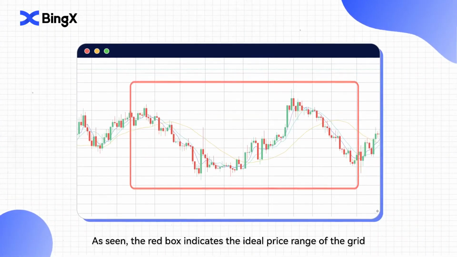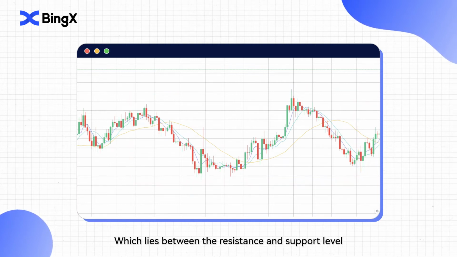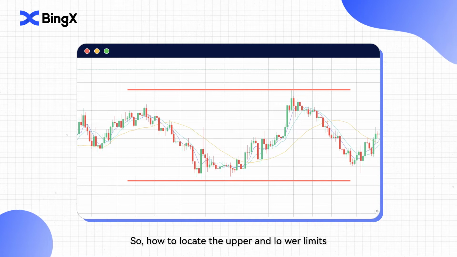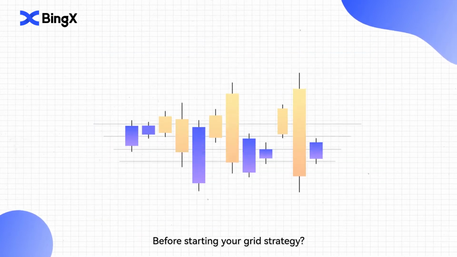2. Set proper upper and lower limits for the grid. As seen, the red box indicates the ideal price range of the grid, which lies between the resistance and support level. So how to locate the upper and lower limits before starting your grid strategy? Here are 2 tips for you.